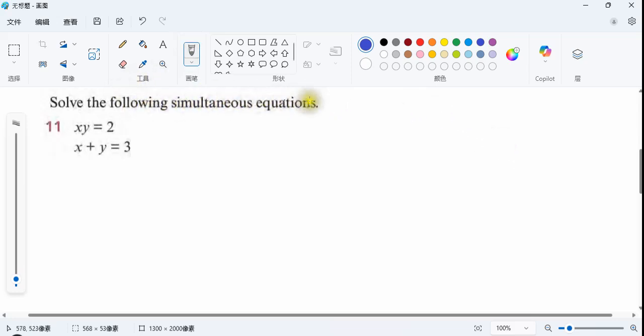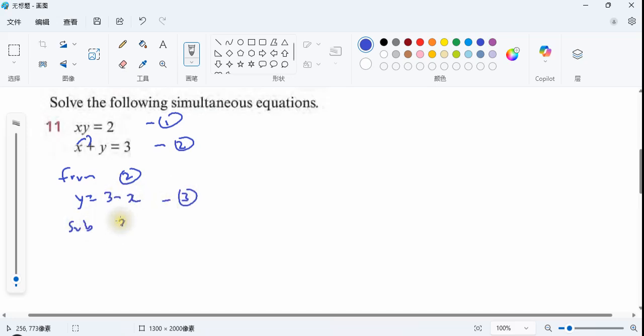Solve the following simultaneous equation. Question number 11. So this one is non-linear and this is linear. So from equation 2, we have y equal to 3 minus x. This is equation 3. So we sub equation 3 into equation 1. Then we have x times (3 minus x) equal to 2. Then we have 3x minus x squared equal to 2.